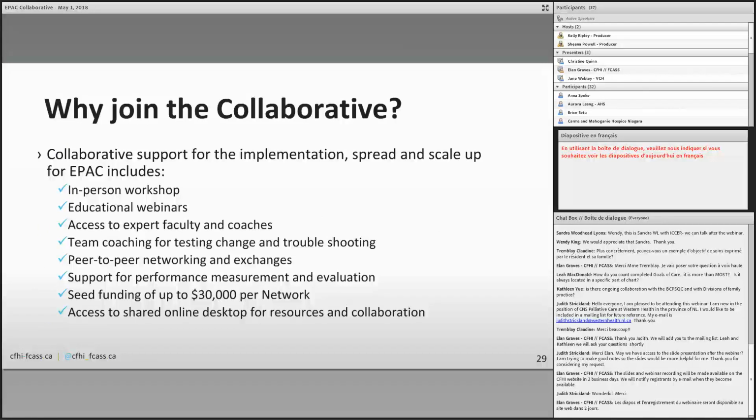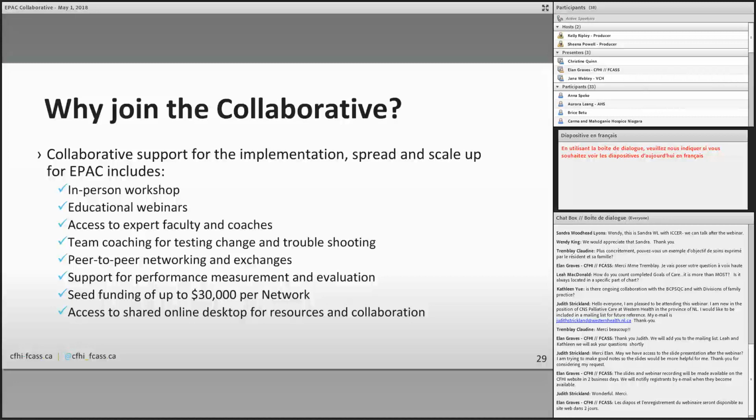So why join the collaborative? Why work with us? There are a lot of benefits of joining the collaborative. Selected teams will receive seed funding, and we will provide support through a range of modalities. These modalities include the in-person workshop, which I mentioned, a series of webinars, the opportunity to engage in peer-to-peer networking, access to an online desktop for resources, and the networks that participate will also have access to expert faculty and coaches for one-on-one support with their individual project implementations.